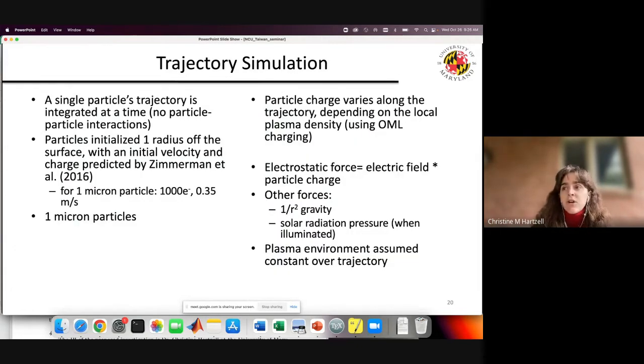Now we took our particles and we gave them the initial conditions that they would have from our electrostatic lofting simulations, like I showed in the previous work. And then we numerically integrated the trajectories of the particles in this new plasma environment.